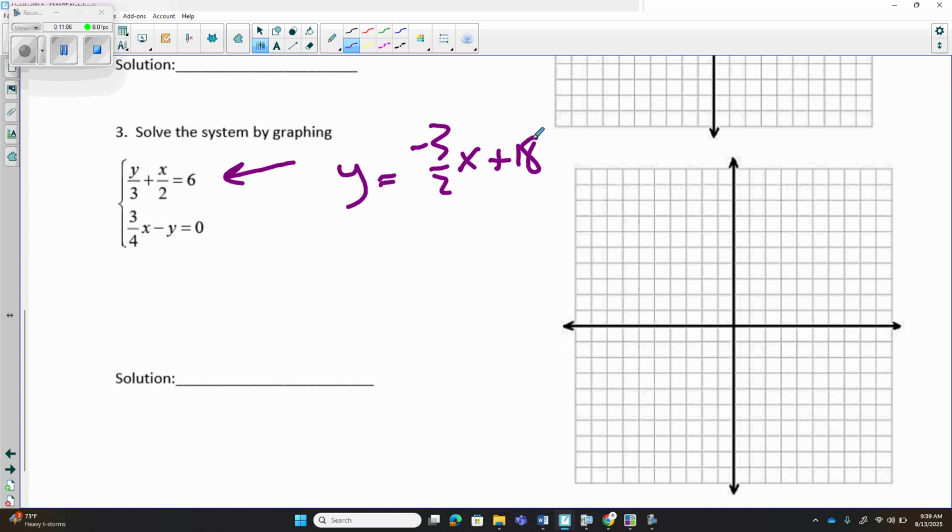And what do you need, Katie? What do you need to graph a line? A point and a slope. Okay, I have my slope. What's my point? Does it have to be 0 to 10?